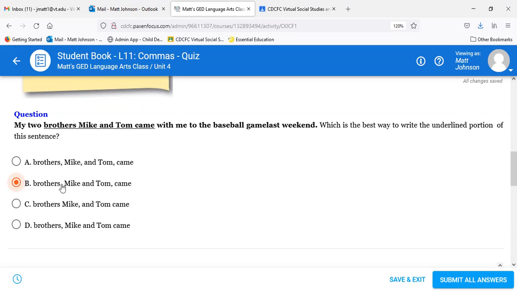So my two brothers, comma, Mike and Tom, comma, came with me to the baseball game last weekend. And that should be two words, game last weekend. They run them together there. B as in boy here for number 1.